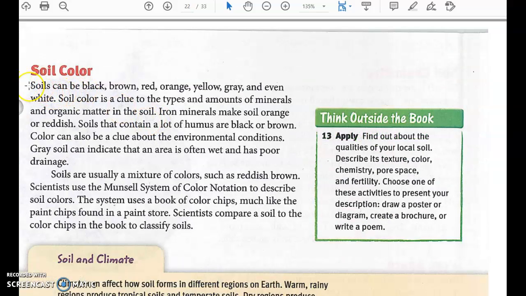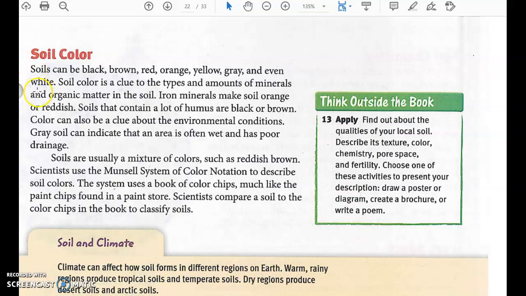So I will continue reading right here where it says soil. Soils can be black, brown, red, orange, yellow, gray, and even white. Soil color is a clue to the types and amounts of minerals and organic matter in the soil. Iron minerals make soil orange or reddish.